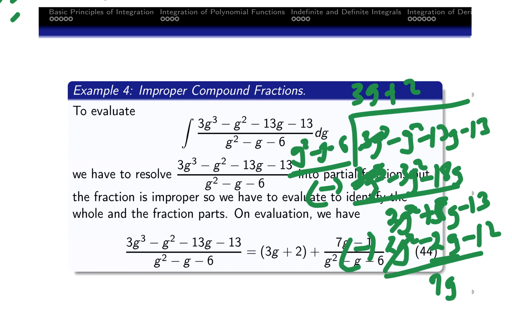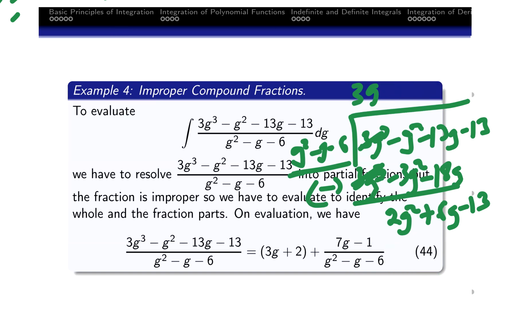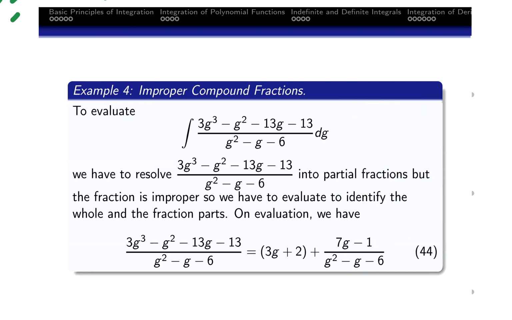So at the end of the day, g squared cannot go in 7g, so that's where you stop. So this is like the whole number part, and this is like the fraction part. Just like in the case of every improper fraction, 3 over 2, that's one whole number, 1 over 2. So this one now is like what you got at the top here. This one is like this 7g minus 1. And that is why, with all that done, we can now express this improper compound fraction as 3g plus 2 plus 7g minus 1 all over what we divided with, that's g squared minus g minus 6.